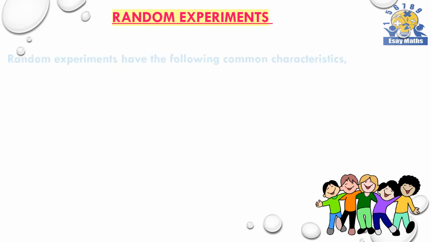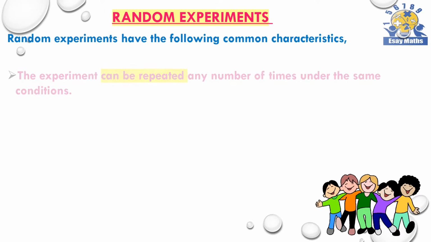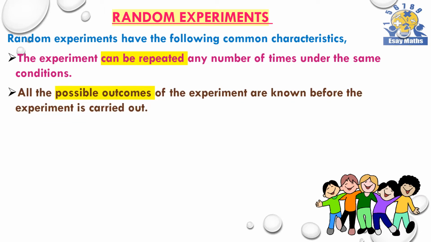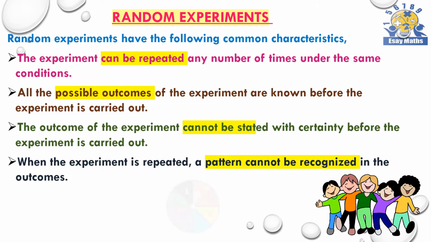Random experiments. What is meant by a random experiment? Random experiments have the following common characteristics. Let's see. The experiment can be repeated any number of times under the same conditions. All the possible outcomes of the experiment are known before the experiment is carried out. The outcome of the experiment cannot be stated with certainty before the experiment is carried out. When the experiment is repeated, a pattern cannot be recognized in the outcomes.